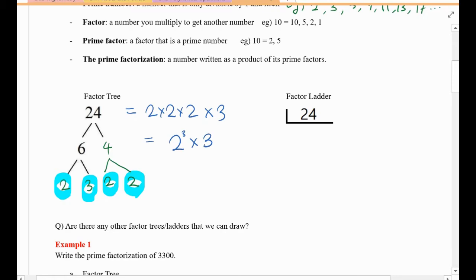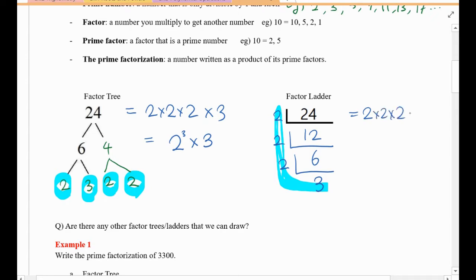Factor ladder. We have 24. Let's use a prime number to divide it. I'm going to use 2, becomes 12. I'm going to use 2, becomes 6. I'm going to use 2 again, becomes 3. I have another prime factor, so we're going to stop here. And look at those prime factors. You have 3 2's and 1 3. So we get the same answer.